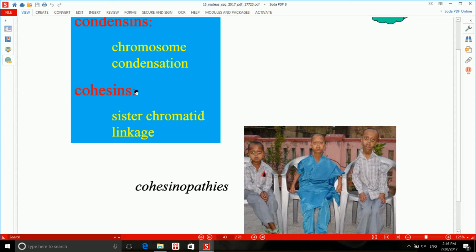Cohesin is a specific type of protein which acts like a glue. And since you probably know that during a cell cycle we need to separate these sister chromatids, we need to get rid of cohesin somehow, and how we're going to do that we'll talk about in the cell cycle lectures.